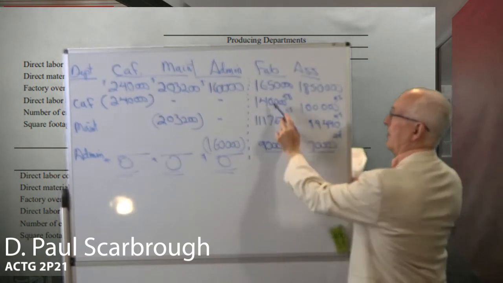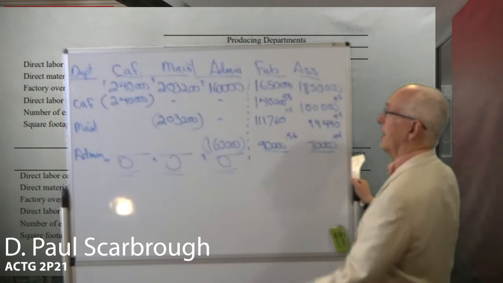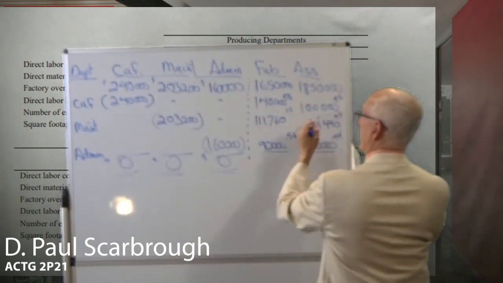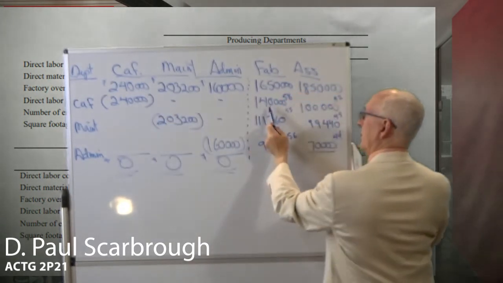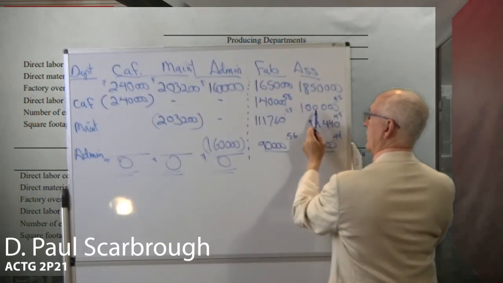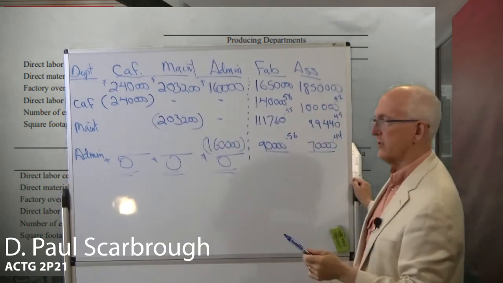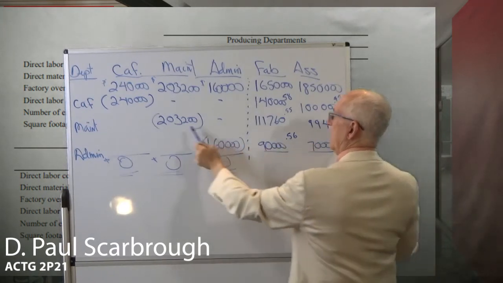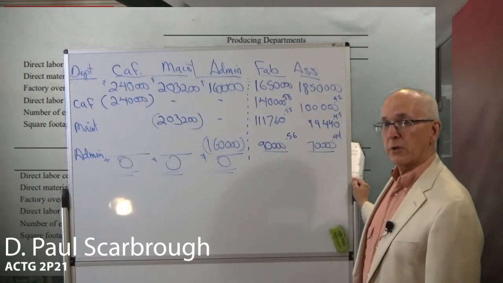Notice that these are debit entries, so they're positive numbers. So everything on this line is actually a journal entry. This line here is a journal entry. It says credit 240,000, debit 140,000, debit 100,000. We're used to starting from the debit side. Debit 111,760, debit 99,440, credit 203,200. Okay, so this is an interdepartmental transfer.